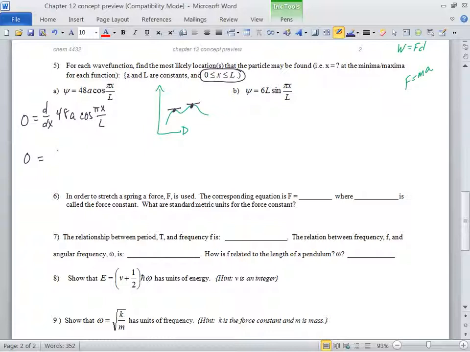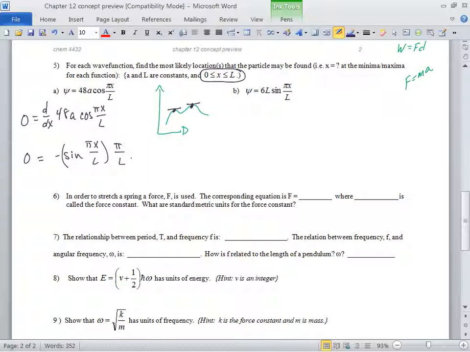You still got to take the derivative of that cosine. What would you get? Sine or negative sine? Negative sine. Pi x over L. Would it be 1 over L? Or no, it would be pi over L. Pi over L. Good.